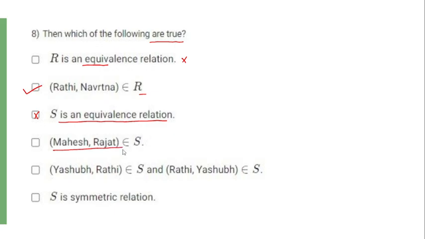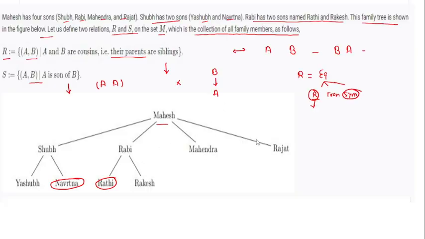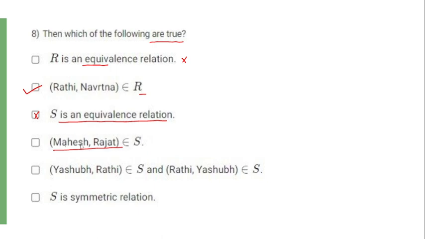Mahesh and Rajat belong to S. Basically Rajat should be ahead of Mahesh, because here it is given that A is son of B. Mahesh is not son of Rajat; Rajat is son of Mahesh. So that's why this is incorrect.